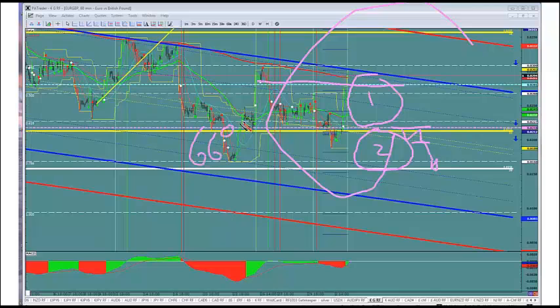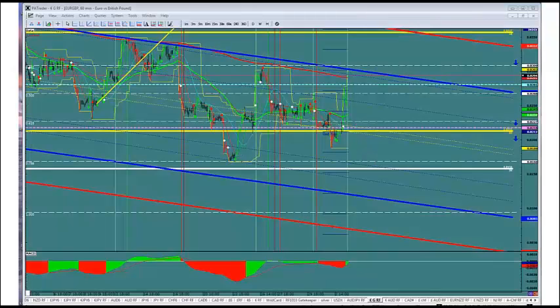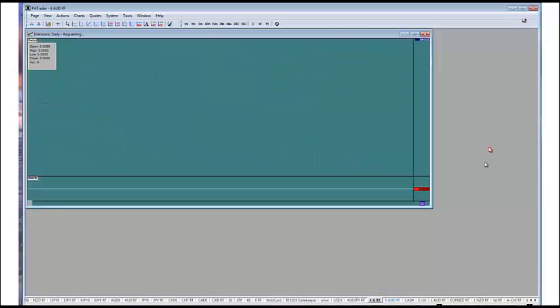Remember, this pays 66% more per pip. 66% more than the euro dollar. So you can make money with very little movement on this one.